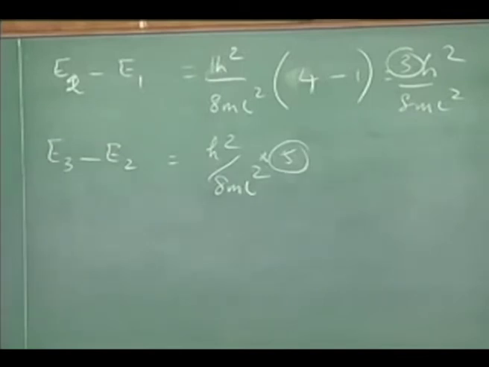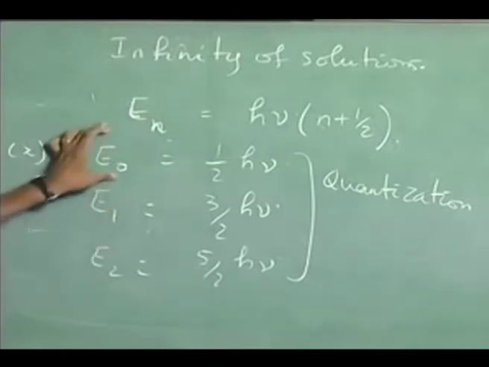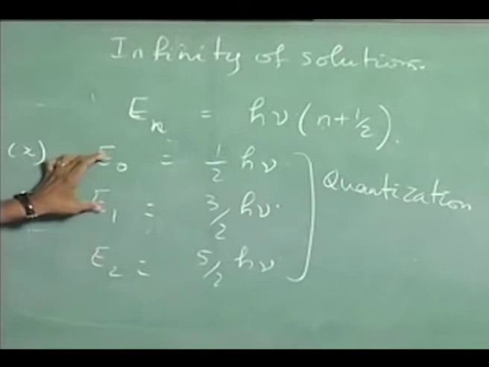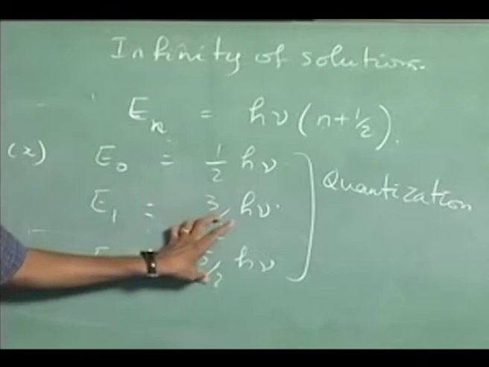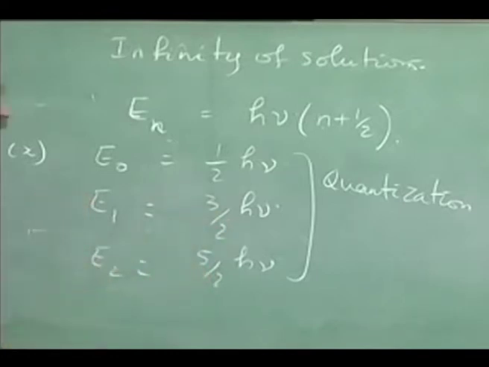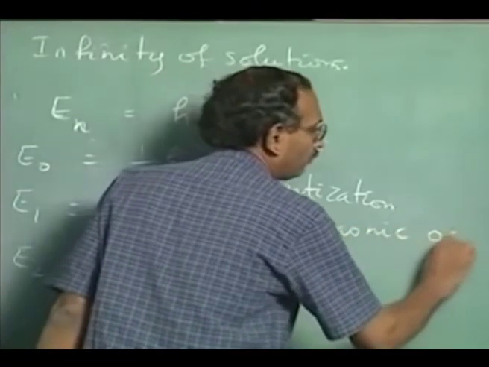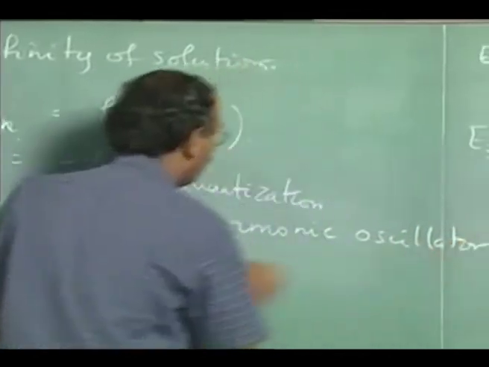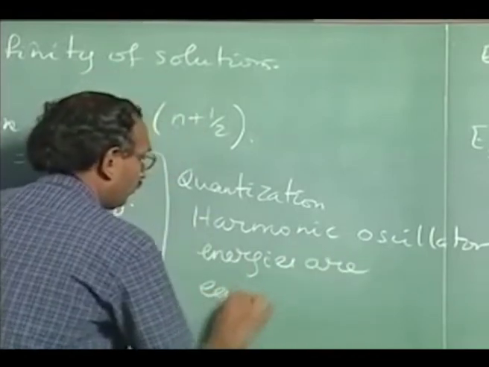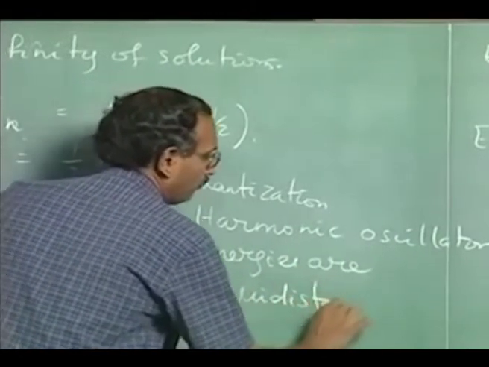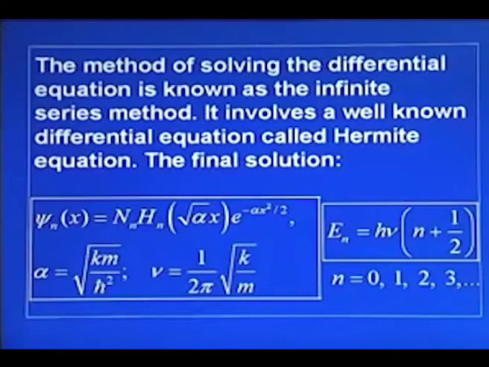In the case of the harmonic oscillator, the successive energy levels differ by the same amount. E1 minus E0 is h nu, E2 minus E1 is again h nu, E3 minus E2 is again h nu, that is, harmonic oscillator energies are equidistant. The particle in the box energies are not equidistant. This is as far as the energy is concerned.